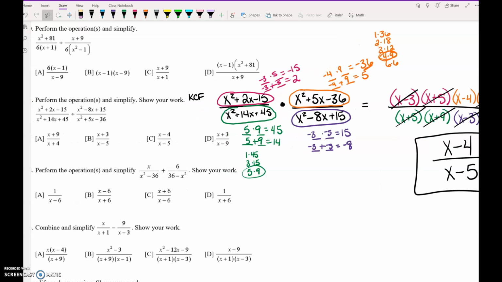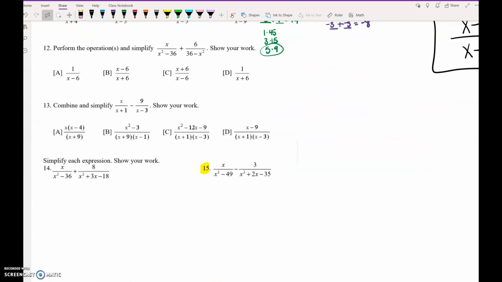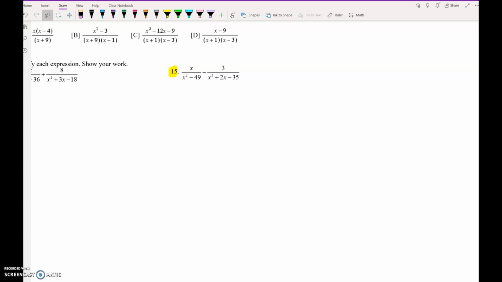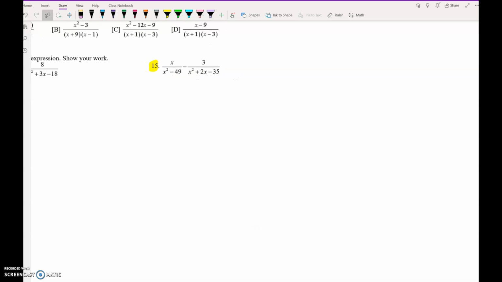This quiz only has 5 questions. Please do not leave any blank. That would really, really be terrible. Okay, number 15 is the next one that is the most similar to the test, quiz, whatever.